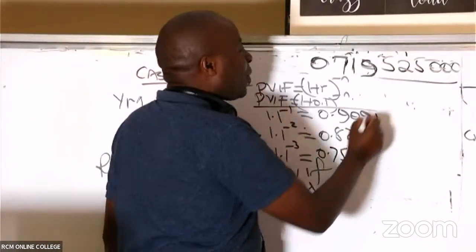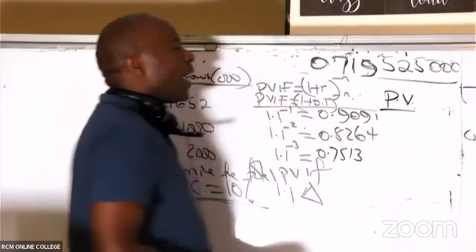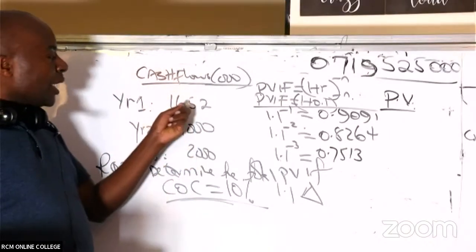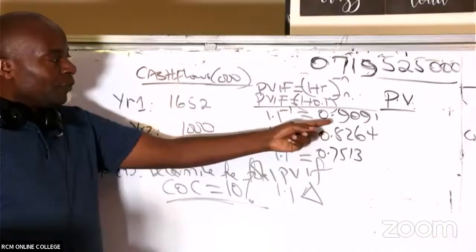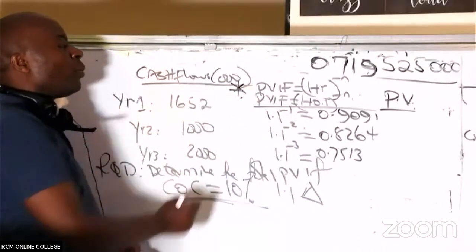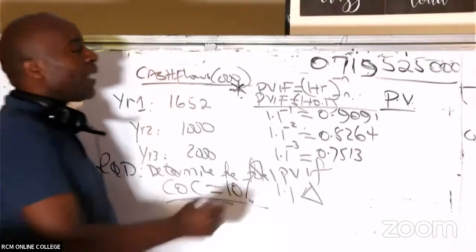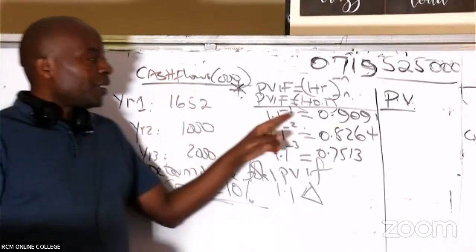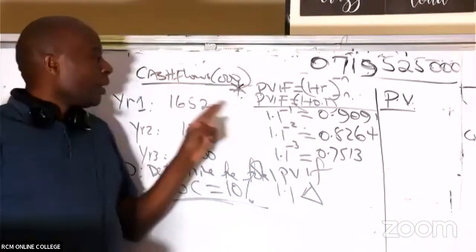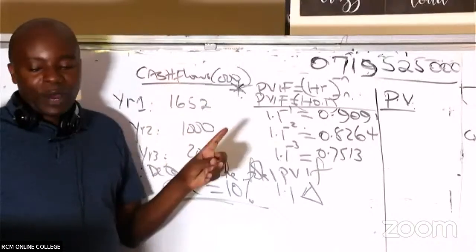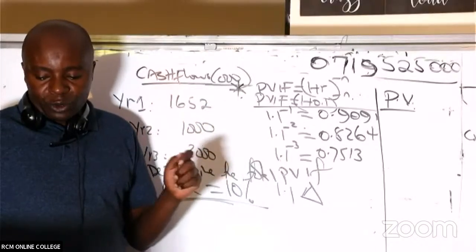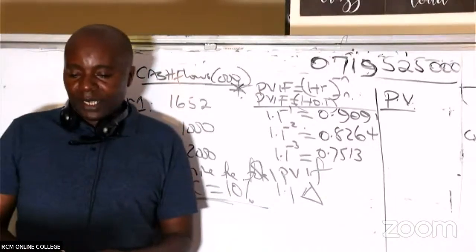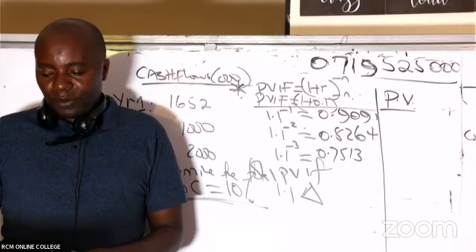And then, ladies and gentlemen, I'll be able to create the last column here where I capture present values. How do I get present value? To get present value, you take the cash flow that is here, you multiply with the PVF. So you'll take the cash flows, you multiply them with the PVFs to be able to get the present value. The first present value will be 1652 times 0.9091. Is there somebody who is able to give me a number here? I write down. What do we have here?